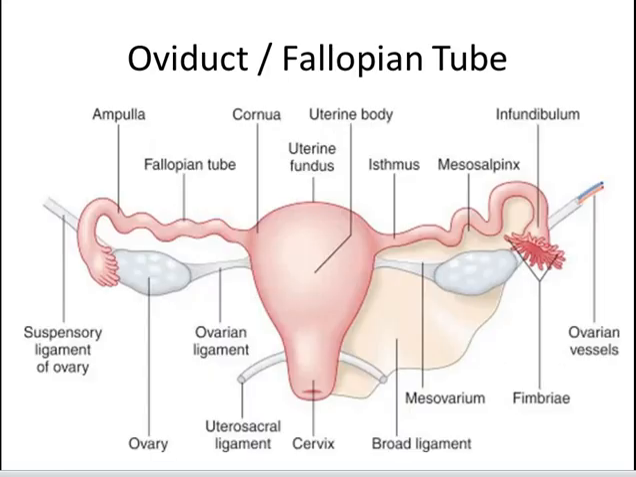The second structure is the oviduct or fallopian tube, also called the uterine tube. These are a pair of muscular ducts lying horizontally over the peritoneal cavity.